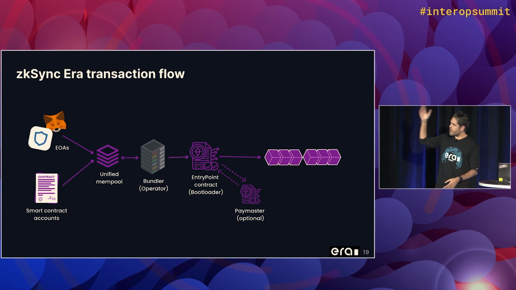Here it is. So we have both externally owned accounts and smart contract accounts pushing transactions to a unified mempool. And then we have our operator picking those transactions, bundling them together, sending them to the bootloader. And then the bootloader will detect if the transaction has to be processed by a Paymaster or not. The Paymaster will do its thing, send it back, and then the entry point will execute the transaction and add it to a block. So as you can see, both externally owned accounts and smart contract accounts can use Paymasters.